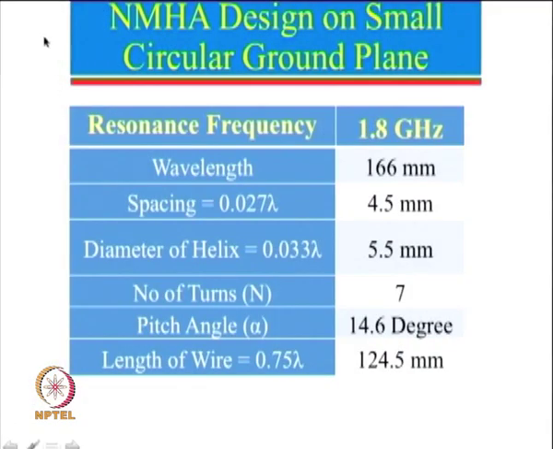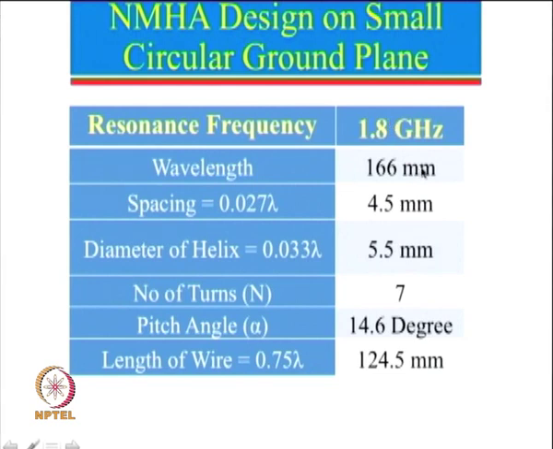Here we are presenting a normal mode helical antenna design on a small circular ground plane, and we chose the resonance frequency as 1.8 gigahertz. The frequency was chosen mainly because of GSM 1800, which corresponds to 1.8 gigahertz. We will tell you the steps we took. Corresponding to this frequency, the wavelength is very simple to calculate: lambda is c divided by f, where c is the velocity of light.